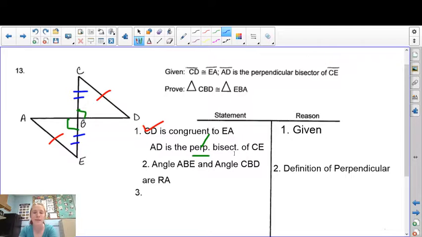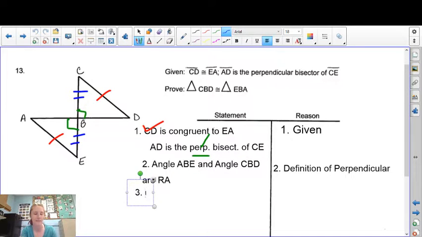So we left off saying that we didn't finish using all of this information. We used the perpendicular part, but we didn't use the word bisect. To refresh our memories, I said bisect means cut in half. So we said that AD cuts CE in half, which means that this segment is congruent to this segment. So that's what we were in the process of writing for step 3.